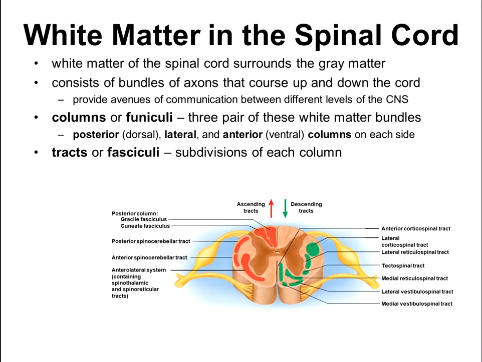And that brings us to the end of the first lecture. I just wanted to introduce you to the spinal cord and talk a little bit about what you're going to find there and the different types of matter. Please let me know if you have any questions.